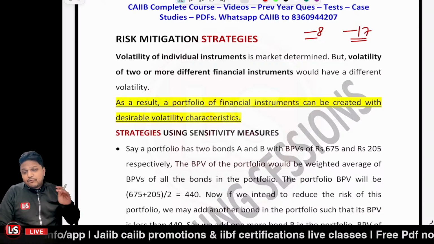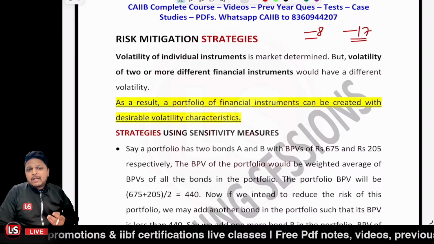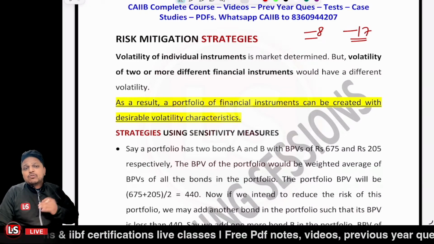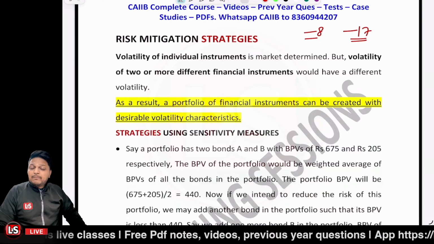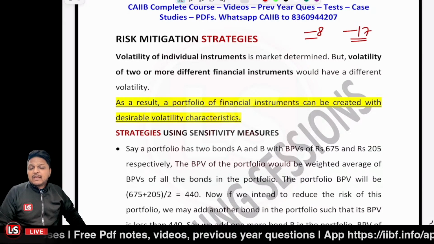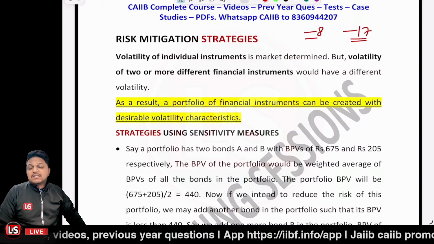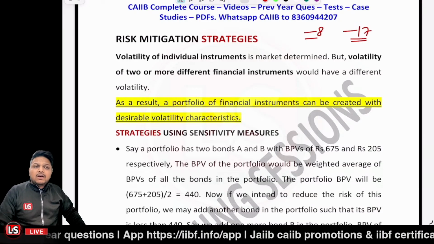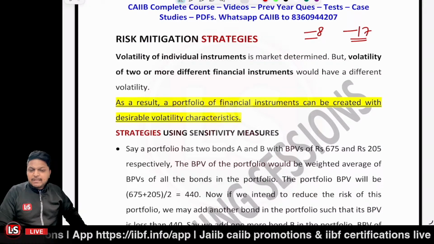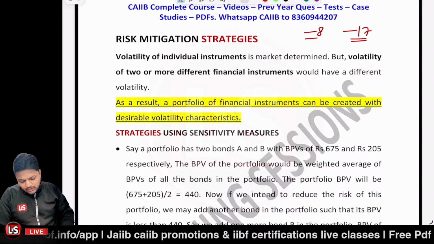So the volatility of two different instruments may be different, but that may help you reduce the overall risk. You can create a desirable portfolio in that way when you have different instruments with different volatility characteristics associated with them. Is that clear? Okay, now we are going to take an example related to it.